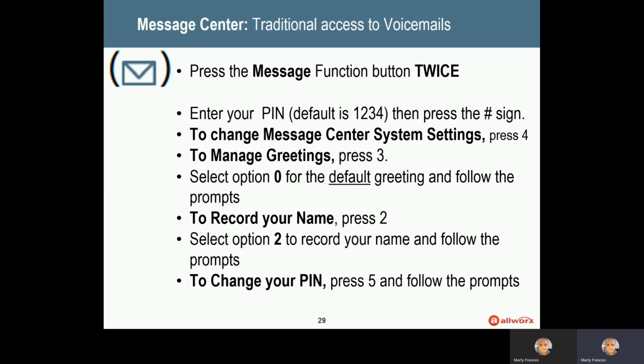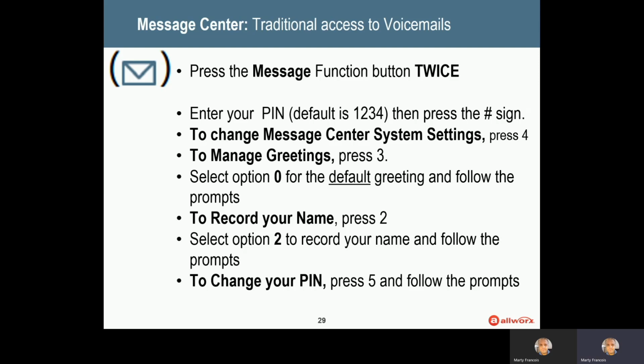Another option that we ask you to do while you're in there is to record your name. While you're in option 4 to manage your system settings, you'll press 2 to record your name, and then you follow the prompts to save that. And if you want to change your PIN later on, once you get into the message center system settings, you can always press 5 and follow the prompts to change your PIN. Again, when you go in for the first time, the system may require you to change that PIN to something besides 1, 2, 3, 4. It can be any 4 or 5 digit number besides 1, 2, 3, 4.